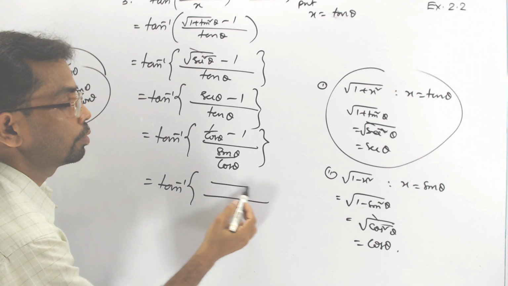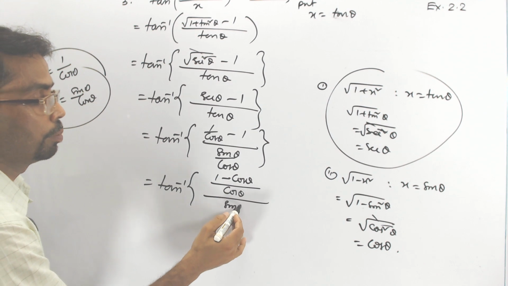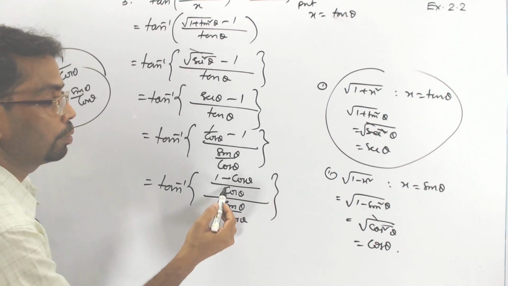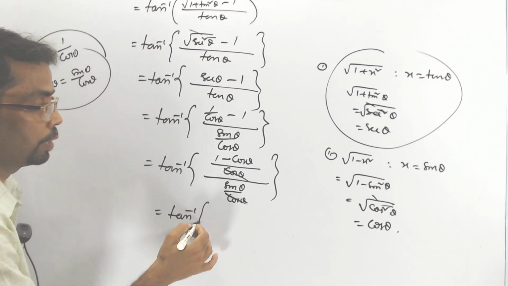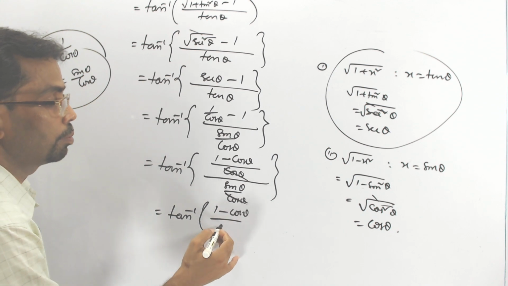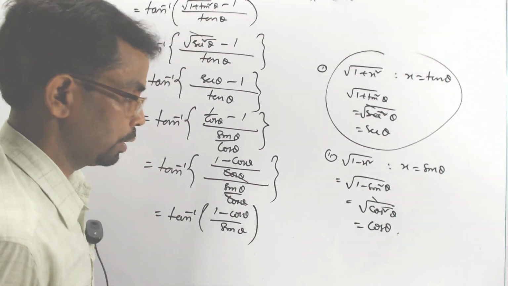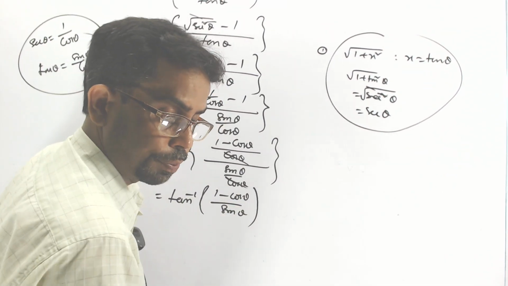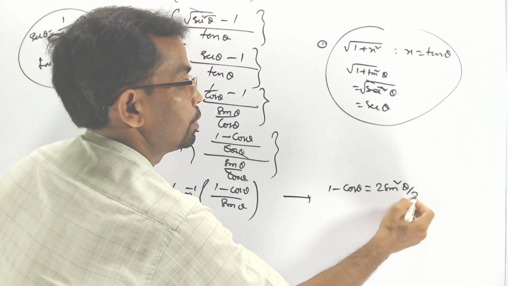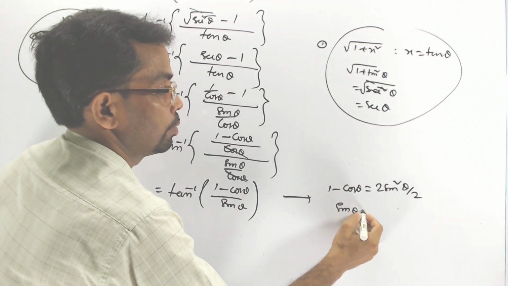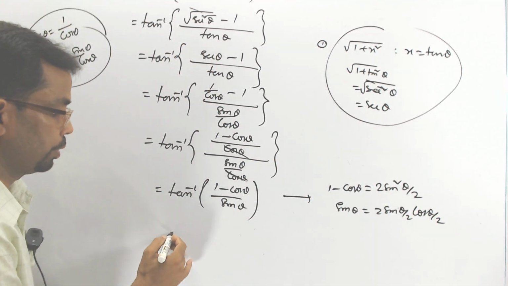Then taking LCM in the numerator cos theta, and I'll get 1 minus cos theta, and denominator remaining same sin theta by cos theta. Then you can cancel this cos theta. Now what is remaining? Remaining tan inverse 1 minus cos theta by sin theta. Then trigonometric identities. The identities at the last I'll give all the identities together. Then trigonometric identities, we have 1 minus cos theta, we have 2 sin square theta by 2, and sin theta we can use 2 sin theta by 2 cos theta by 2. So these identities we can use here.